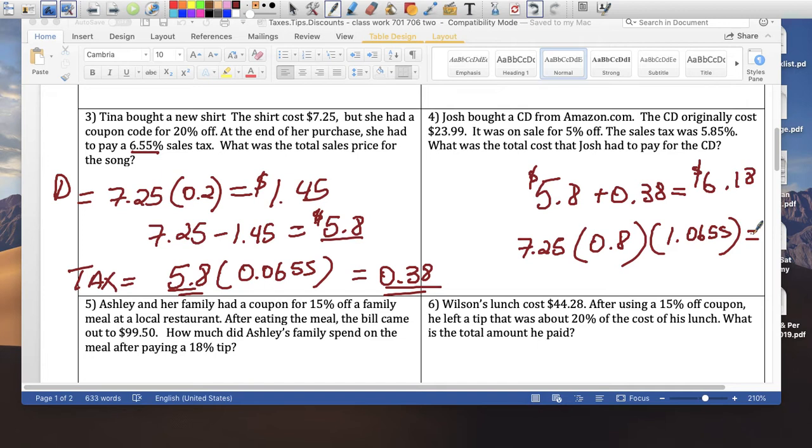So the more direct way, you would have to input this in your calculator, and just to double check, 7.25 times 0.8 times 1.0655. And if you look at your calculator, you get 6.1799, which we can round to 6.18. So if you chose to do it this way or the other way, that's fine.